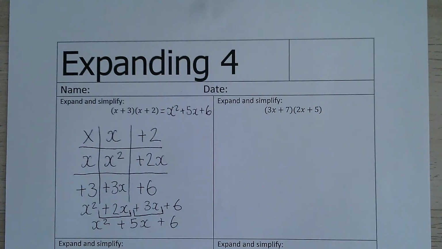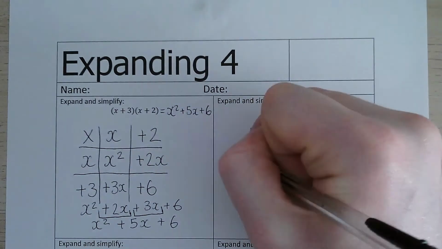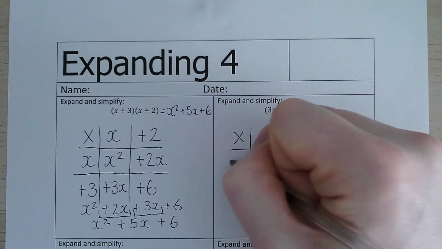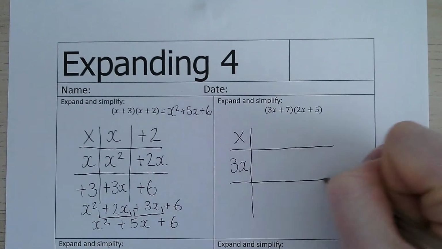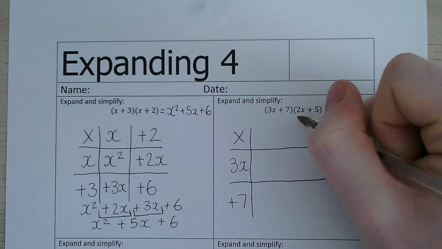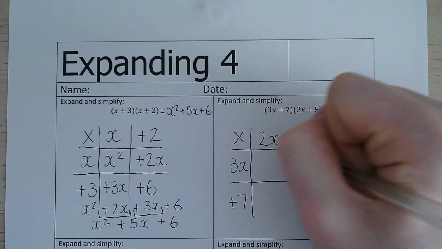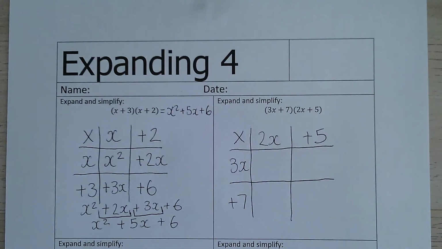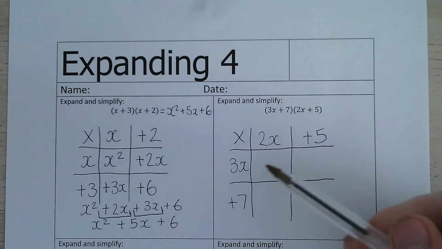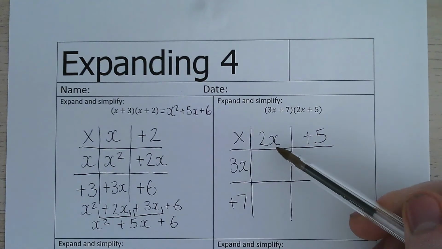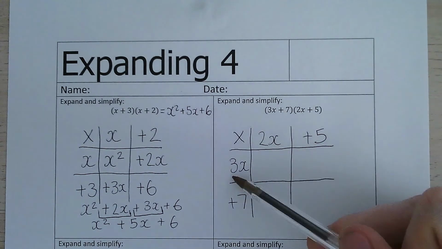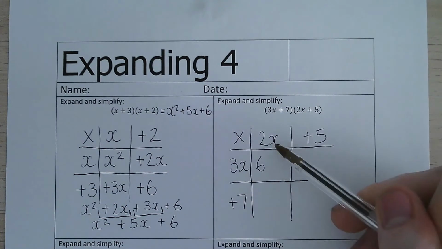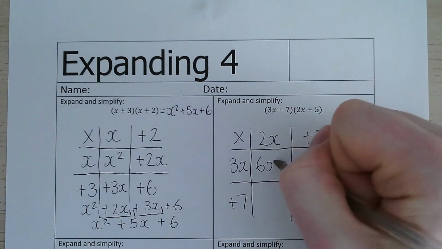On to question 2. Like the last question, we're going to draw in our grid method. We're going to have 3x plus 7 down the left hand side and 2x plus 5 across the top. Now we need to multiply our terms together. 3x times 2x, we'll multiply the numbers first, so 3 times 2 is 6, and x times x is x squared.